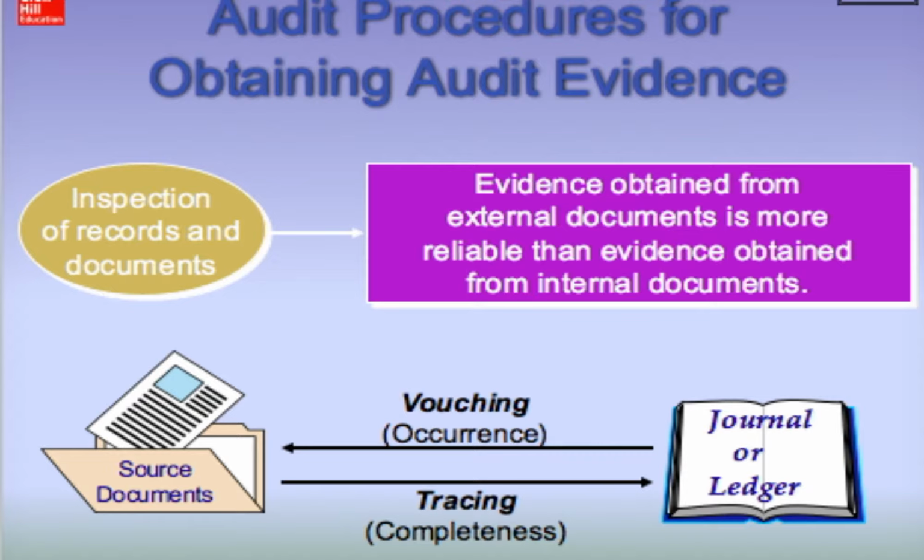So vouching is the process of checking a journal or ledger to the source documentation that backs it, to test for the occurrence assertion. Tracing is checking source documents to a ledger or journal, so just comparing from the other side, basically. Coming from the journal to the source documents, that's vouching. From the source documents to the journal or ledger, that's tracing.